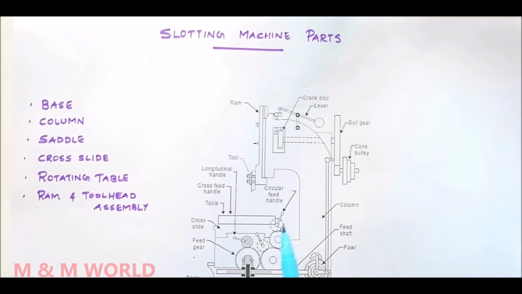And the next part is cross line. This is cross line. So the cross line is mounted upon the guideways of the saddle. So the saddle is mounted on the guideways of the bed, and cross line is mounted on the guideways of the saddle, and it may be moved parallel to the face of the column. And the movement of this cross line can be controlled either manually or automatically.